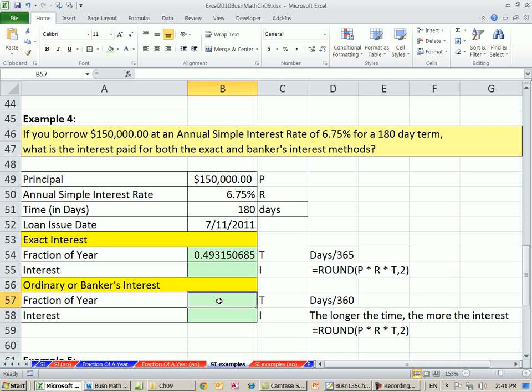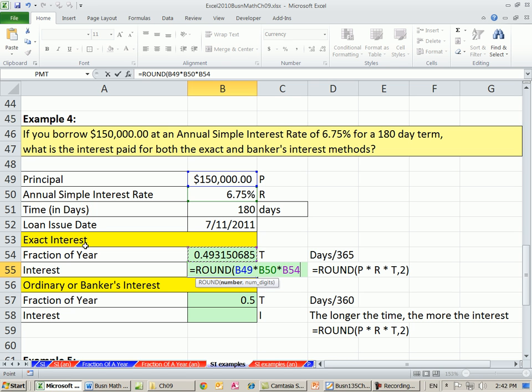Let's just do it down here. And if we take this same number of days and divide it by 360 instead of 365, 360 is a smaller number. So if we take the same numerator, divide it by a smaller denominator, the result will be bigger than this, right? And it is. This one says fraction of a year, a half. Right, this is 0.49315.